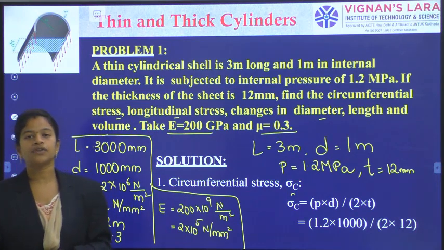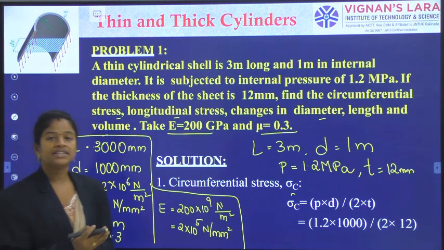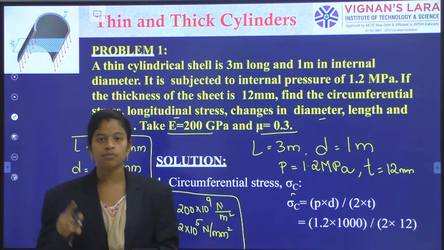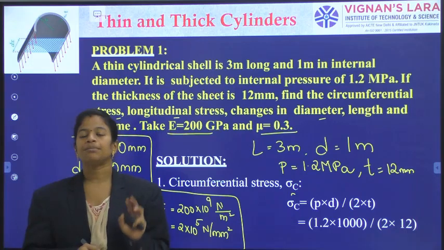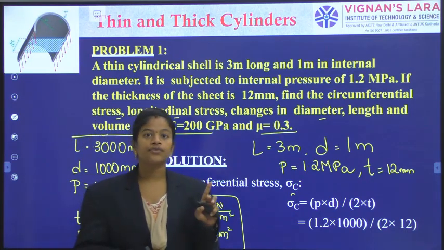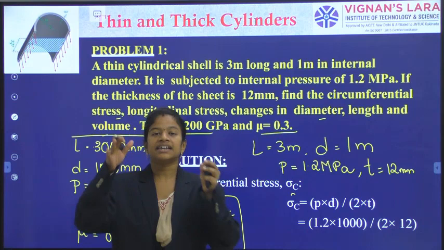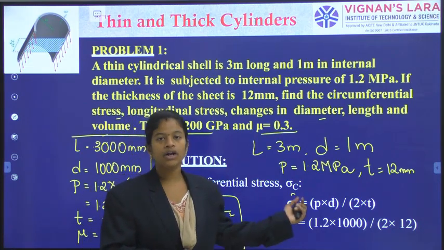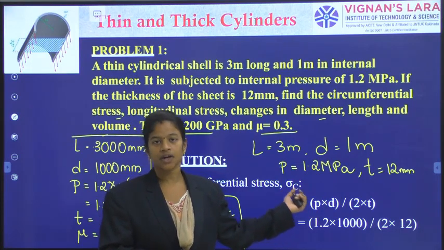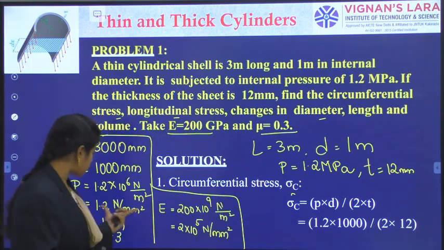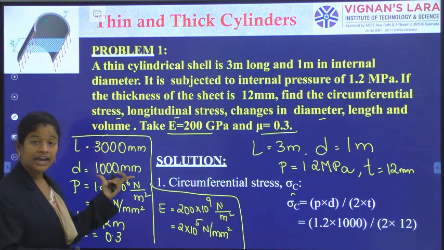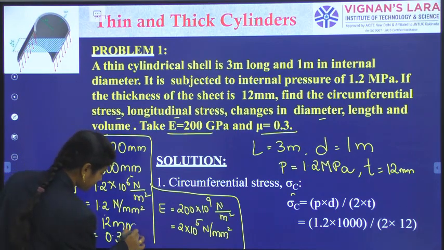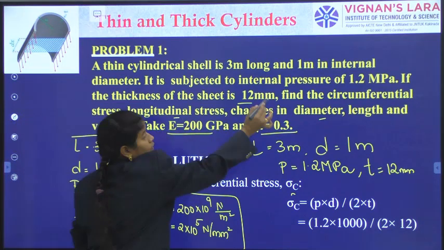First thing is calculation of circumferential stress, or the hoop stress, sigma C or sigma H. This has the formula PD divided by 2T. If you forgot the formula, you can use the basic condition, the resisting force and the bursting force, and calculate from there. So I have PD by 2T as the circumferential or hoop stress. P I know, D I know, 2 is a constant, and T I know. Sorry, 12 millimeter only they have given.